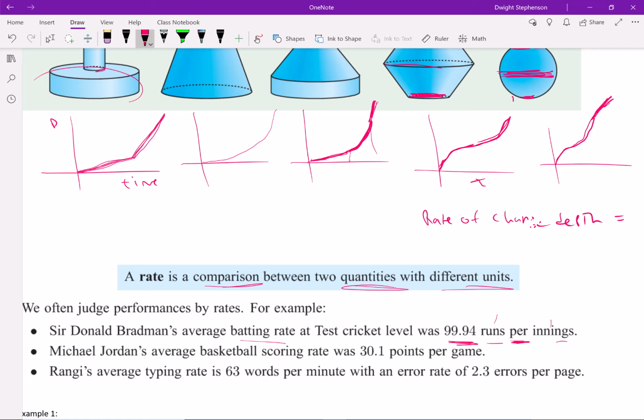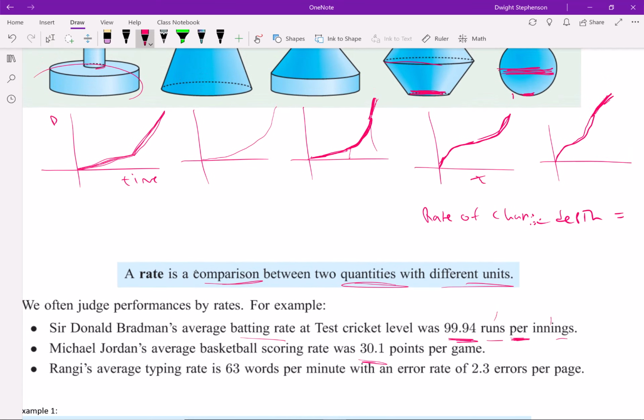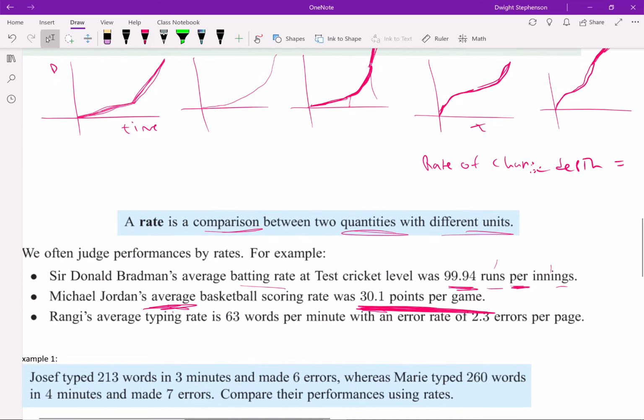Michael Jordan's basketball scoring rate was 30 points per game, right? Meaning, and what you want to think about is this is an average. All these things we're talking about are average rates of change. He didn't always score 30 points. Sometimes he scored more, sometimes he scored less, but his average rate was 30. And then you can also talk about words per minute as a rate.